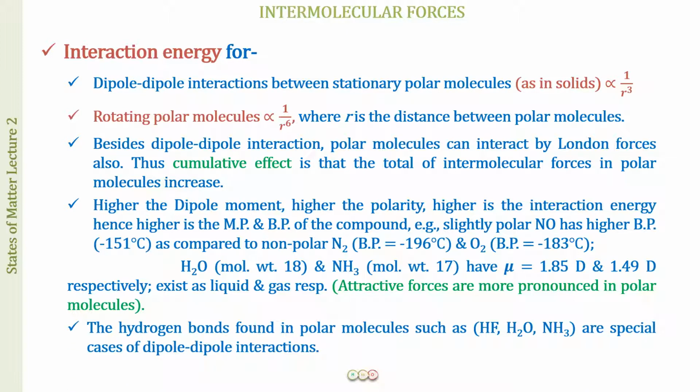Now, the hydrogen bonds. The hydrogen bonds, which are found in polar molecules like HF, water, and ammonia, are a special case of dipole-dipole interactions. We will be talking about it in the coming slides.